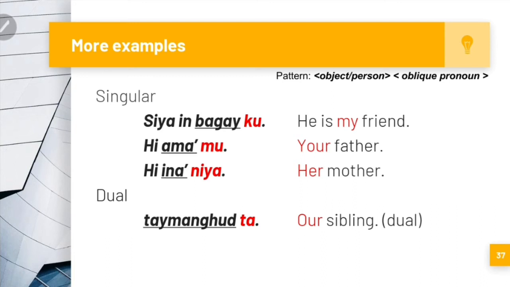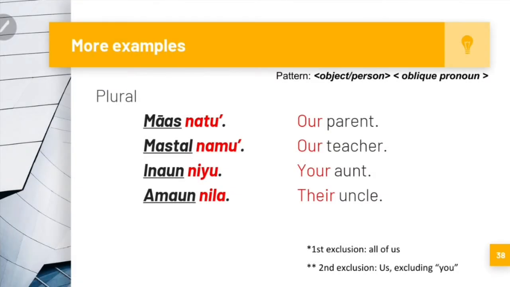Here we have siya in bagay ko. Bagay means friend. He is my friend. Hi ama mo, your father. Hi ina niya, her mother or his mother. Tay manghud ta. Manghud means sibling. Tay manghud ta, our sibling. Maas na to. Maas means parent. Maas na to, our parent. Mastal na mo, our teacher. Inaon niyo. Inaon means aunt. And amaon nila, their uncle.